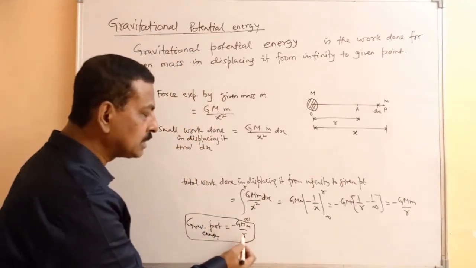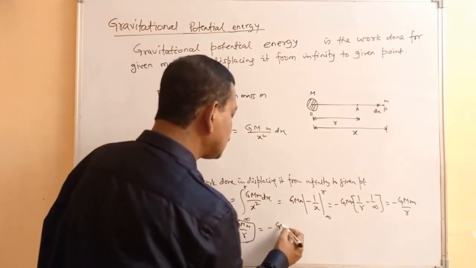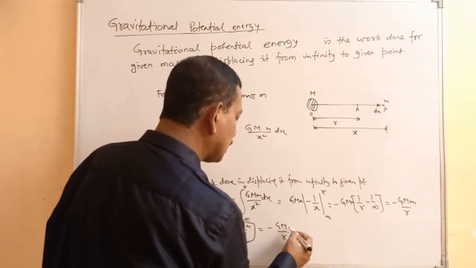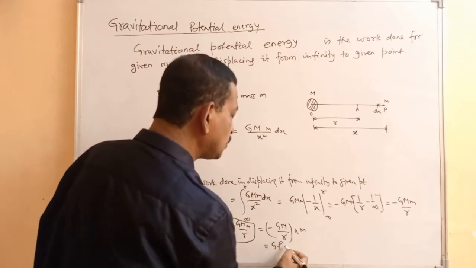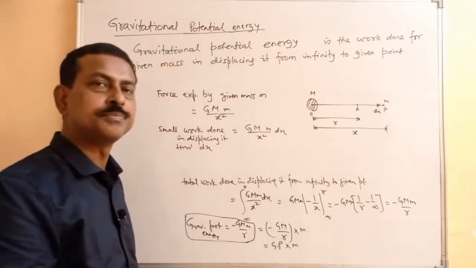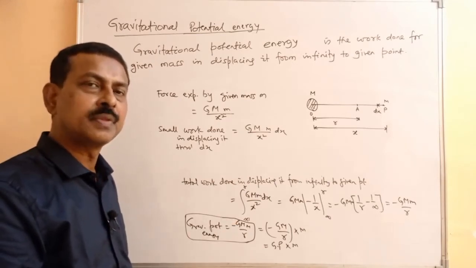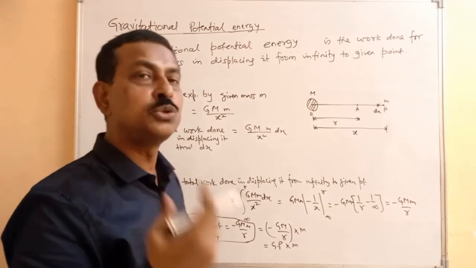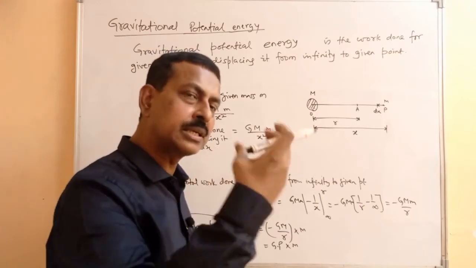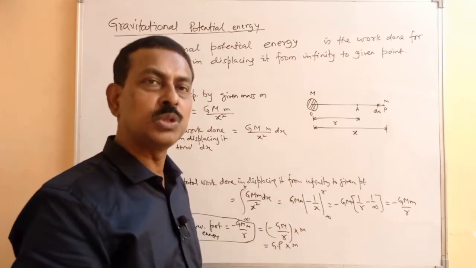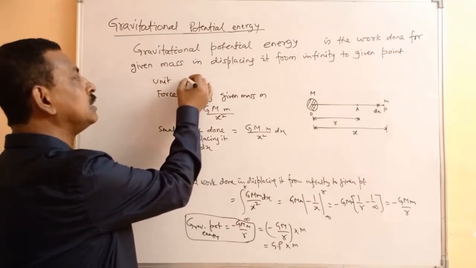Now you can see minus GM by r was the gravitational potential, because this minus GMm by r is minus GM by r into small m. This is nothing but gravitational potential into the mass of the body. So this is how you can get the gravitational potential energy. And if you have to tell the unit of this, since it is the work done in displacing a given mass, it will be simply joule. So the unit of this will be joule.